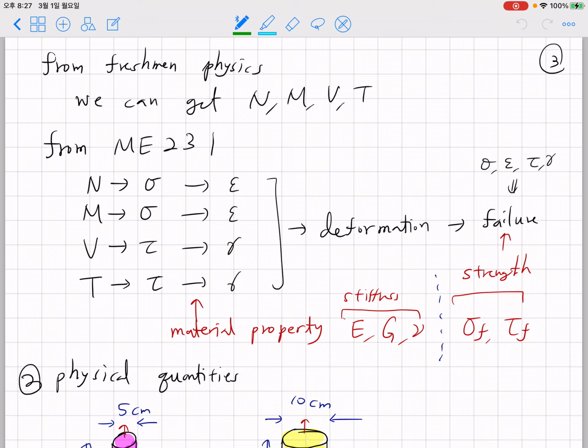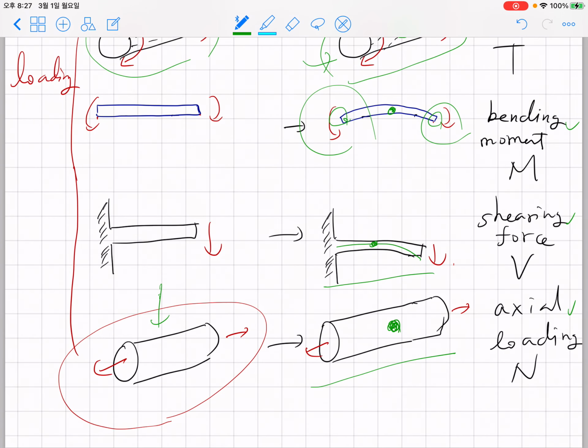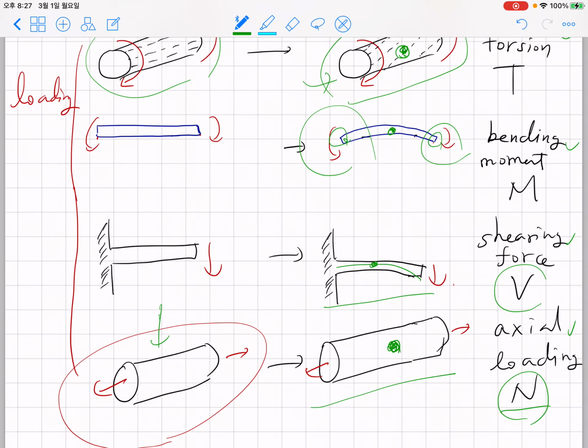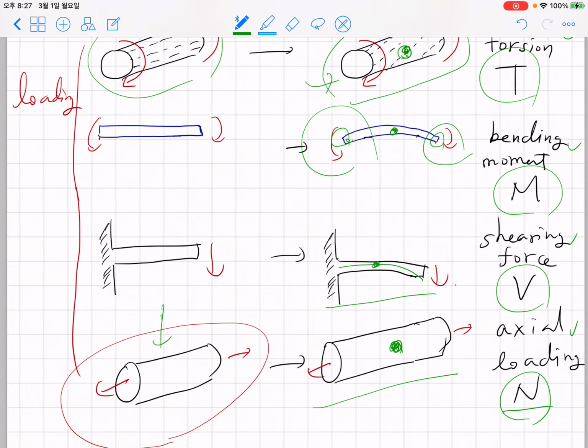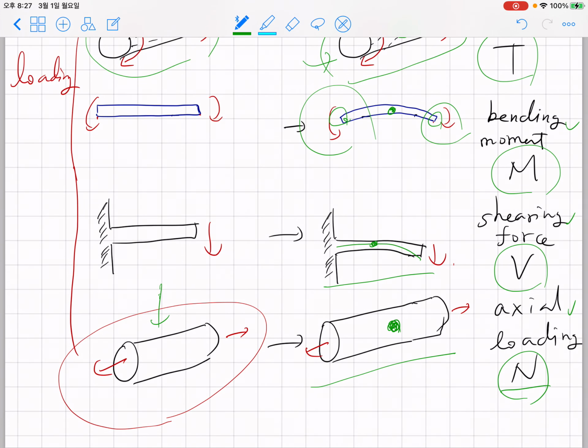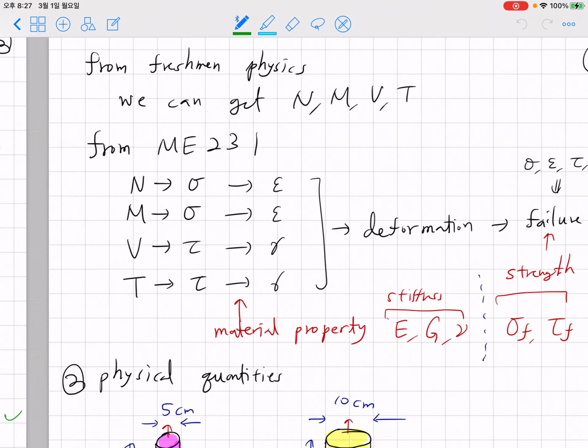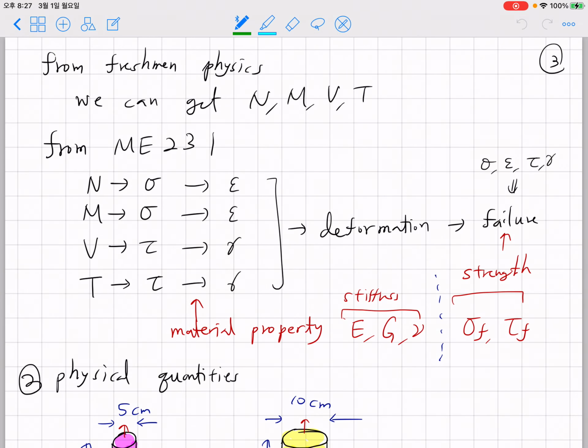So what you're gonna do is the following. Without learning ME231, even though you only consider rigid body, you can get NMVT. This is the notation we're gonna use. We're gonna use N for axial loading in our class, V for shear force, M for bending moment, and T for twisting torque. Without assuming deformable body, and if you only rely on Newton's law and action-reaction principle, you can obtain NVMT. So this is what we can already do from freshman physics.